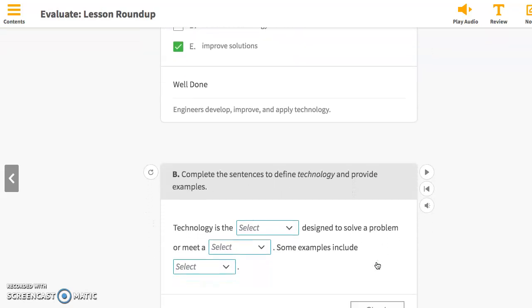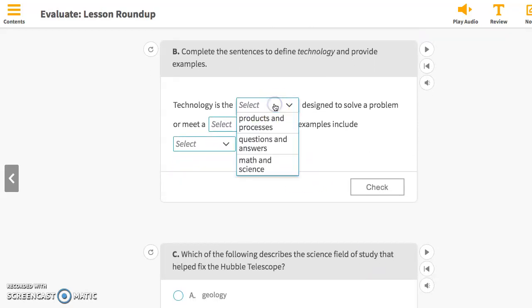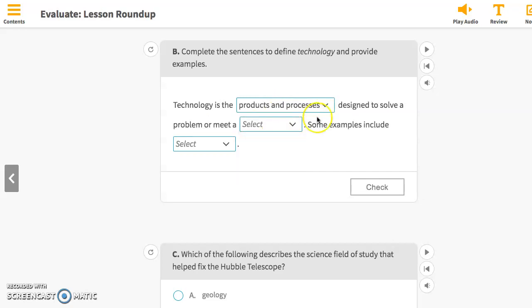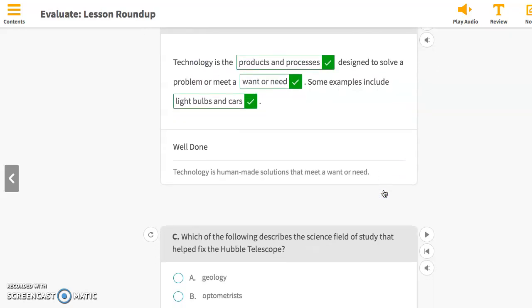Yes, engineering is amazing with all the technology. Engineering is a very important job right now. A technology is usually a product that we would design to solve a problem or meet a want or need. That's what we talked about. Some examples. What's an example of technology? Trees and flowers? No, that's nature. Light bulb and cars? Yes. Cats and insects? No. Well done. Technology is human-made solutions that meet a want or need.